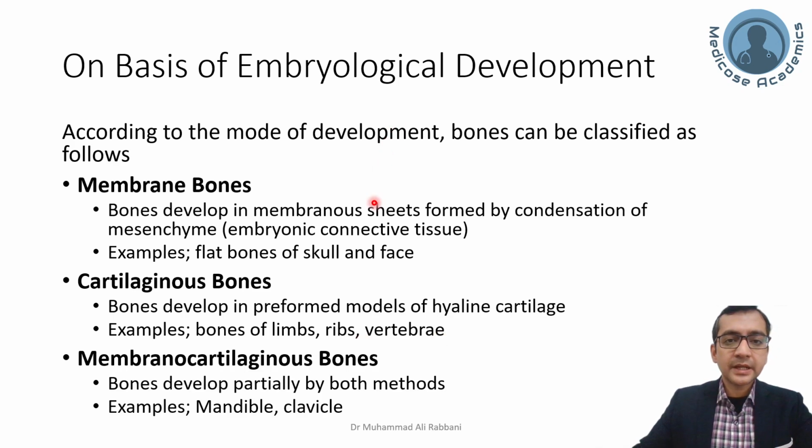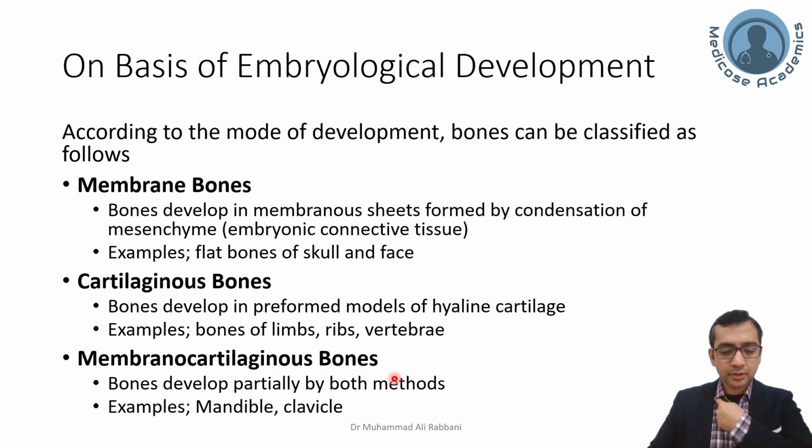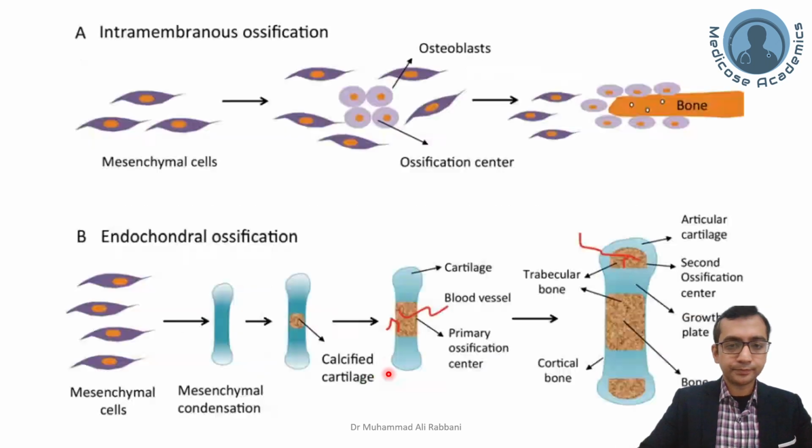And then there is a method that is intermediate between them. There are some bones that partially develop from both methods. Very good examples are the clavicle, the horizontally running long bone above, also known as the collarbone, and then there is the mandible, the jawbone.